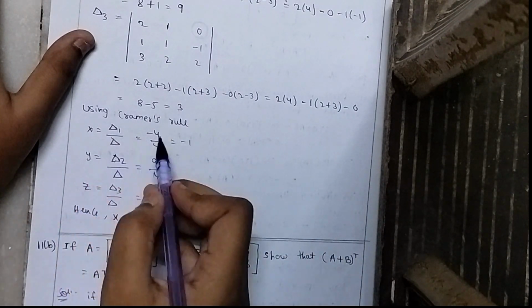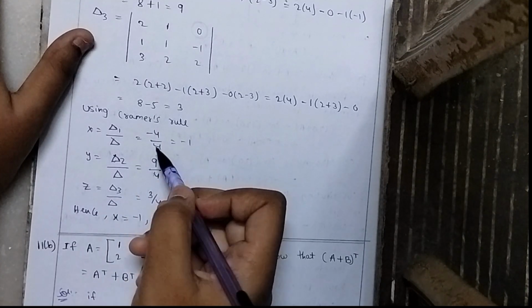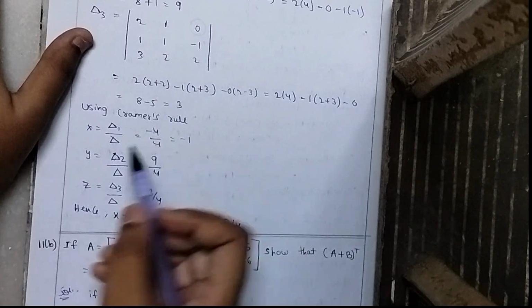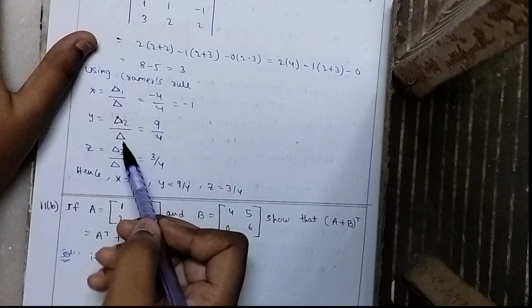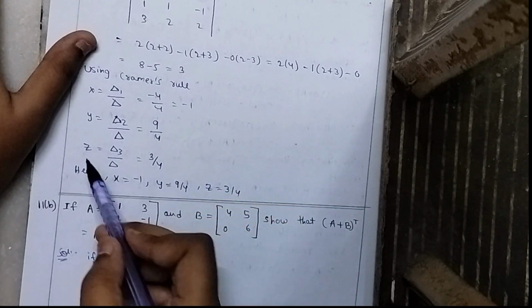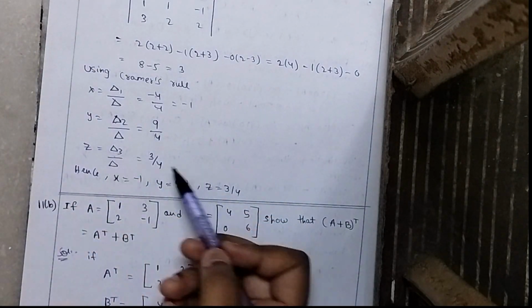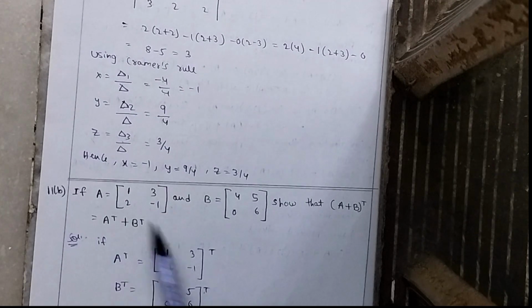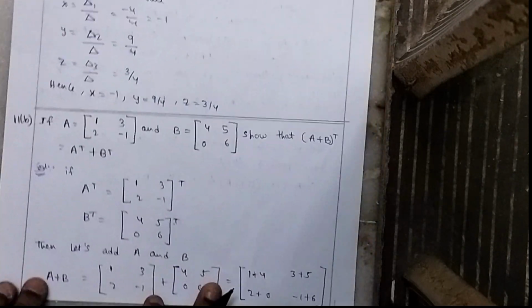By using Cramer's rule, we know the formula that x equals delta 1 by delta. That means delta 1 value is minus 4, delta value is 4, minus 4 by 4 equals minus 1, and y equals delta 2 by delta, that means 9 by 4, and z equals delta 3 by delta, that equals 3 by 4. So x, y, z values are minus 1, 9 by 4, 3 by 4.